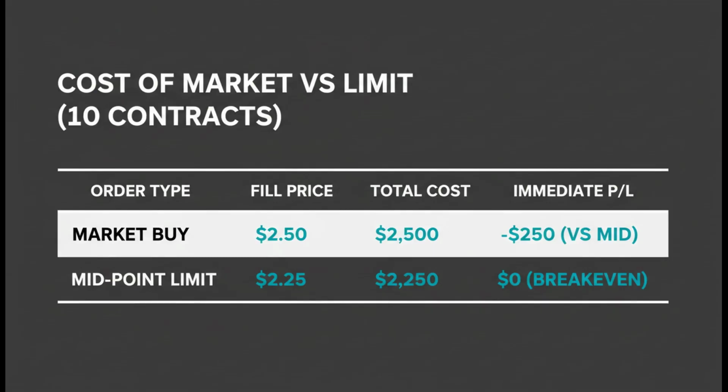If an option has a wide spread of $2 bid and $2.50 ask, a market buy order likely fills at $2.50. A patient limit order might get filled at the mid-price of $2.25. That 25-cent difference is $25 per contract on a 10-lot trade. Using a market order just cost you $250 of immediate unrealized loss.